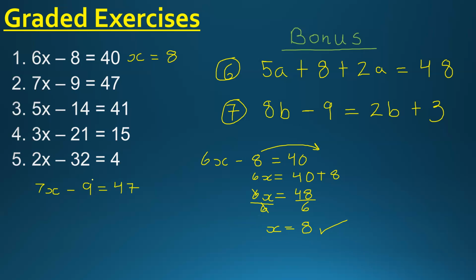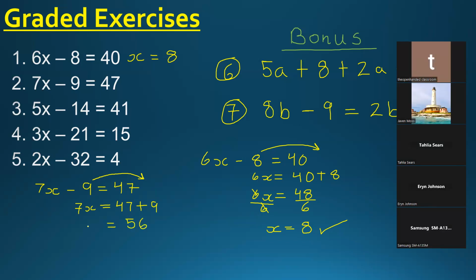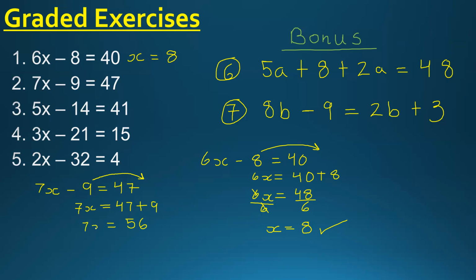I have 47 plus 9. So we send the 9 over. Good. It's going to be what? 47 plus 9. Okay. 56. That's correct. So we do 7x. We got that. And then what do we do now, Ms. Sarah? I don't know. Divide both sides by? We're dividing by 7. Divide by 7, yes.